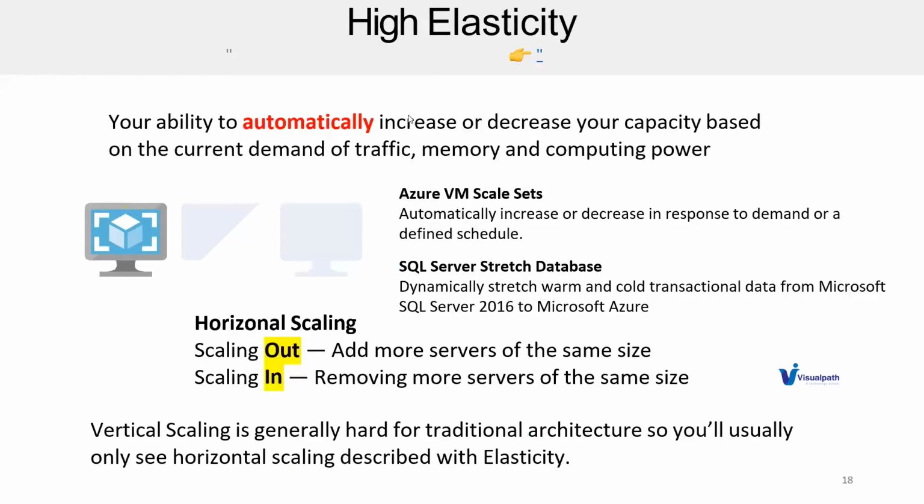Then high elasticity. I told you, right? Scale out and scale in. Adding more servers is called scaling out, and removing servers of the same size is called scale in. Scaling in and scaling out is what we need to do with respect to horizontal scaling, which is called high elasticity. It should happen automatically. Removing servers or adding servers of the same size is what is called horizontal scaling.